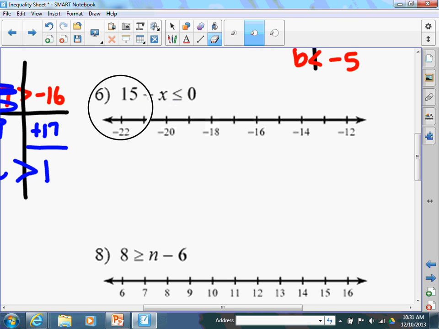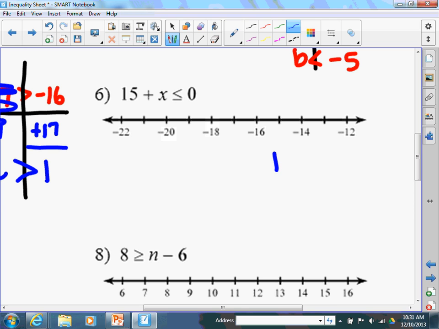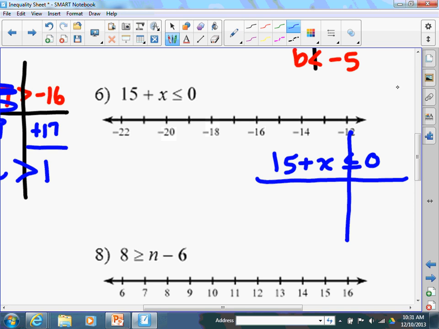Is there a negative in front of the variable or below the variable? Okay, so I'm going to come over here and just rewrite everything just like it is. I'm not changing anything, so I have room to solve it. All right, starting with our add 15. What's the opposite of add 15?